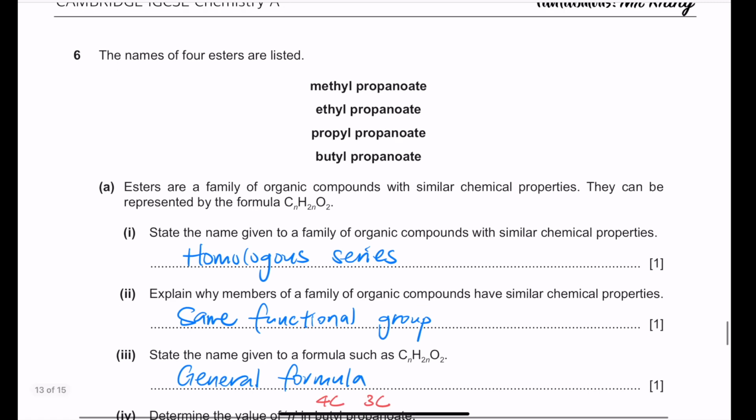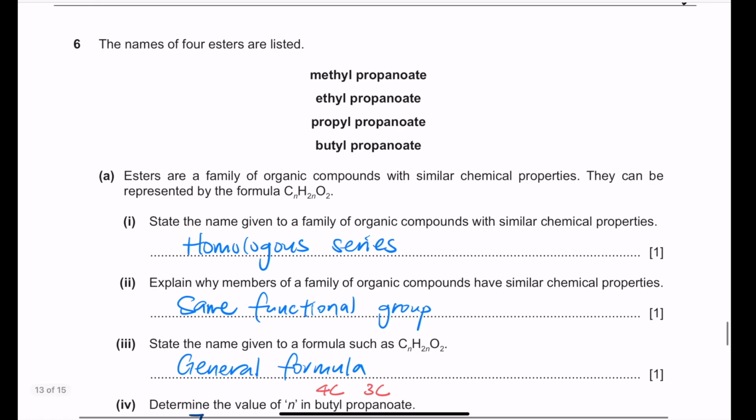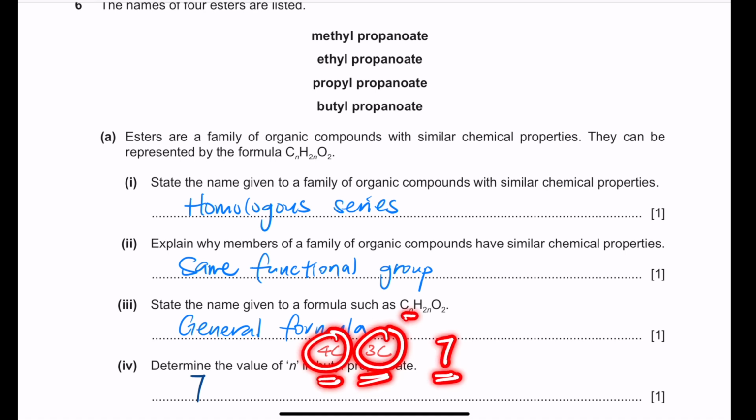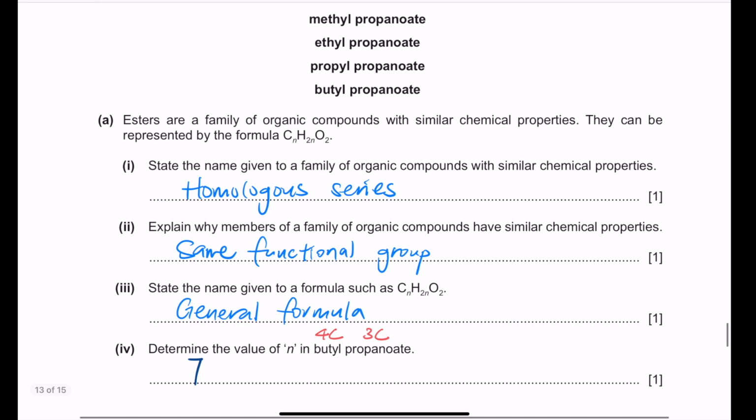So what would be the n in this butyl propanoate? You see, this alcohol, how many carbon? Butyl, 4 carbon. Propanoate, 3 carbon. So total 7 carbon, isn't it? And n stands for number of carbon. So n equals 7.